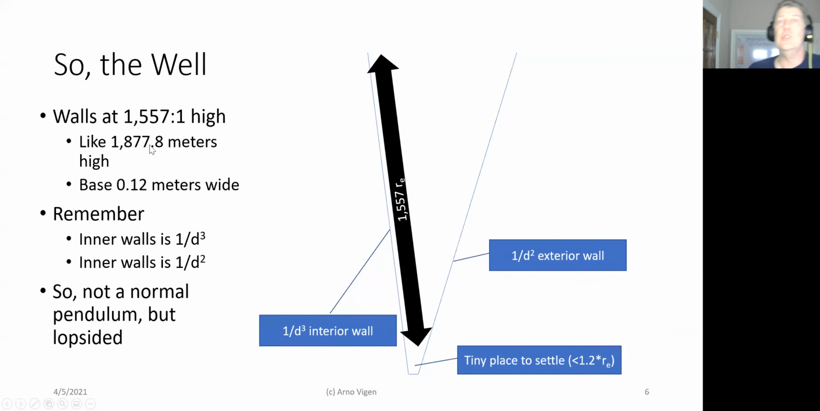Now, I like to do this as 18,778 because that number is actually important in lots of other places. In which case, the basis would be 0.12 meters. So you would be standing in a well and able to move 3 or 4 inches to this side or that side, and you'd have to climb up 1,000 meters to get out of that well.